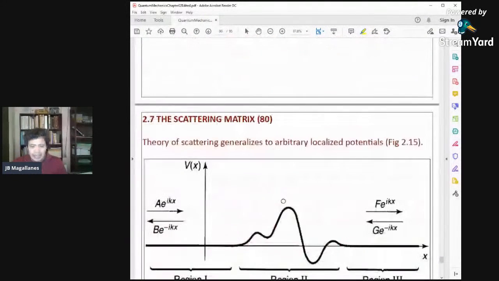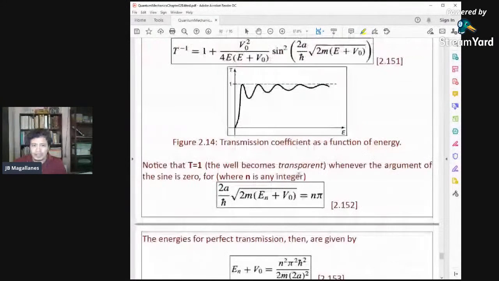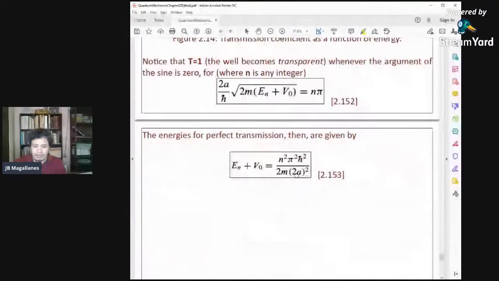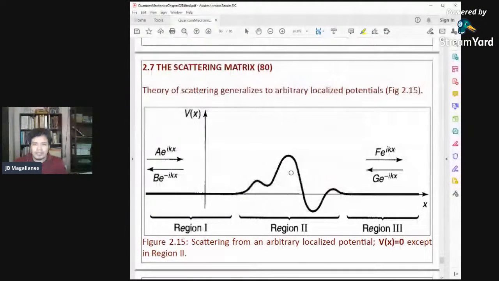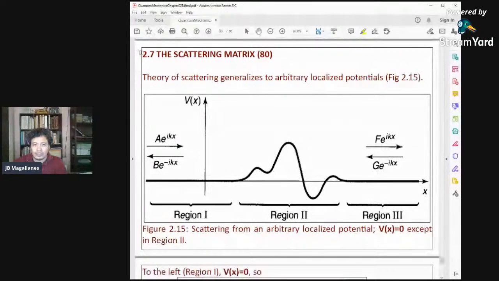Now, I hope that's the end of the finite square well. Then we'll go to the scattering matrix. This is important also.